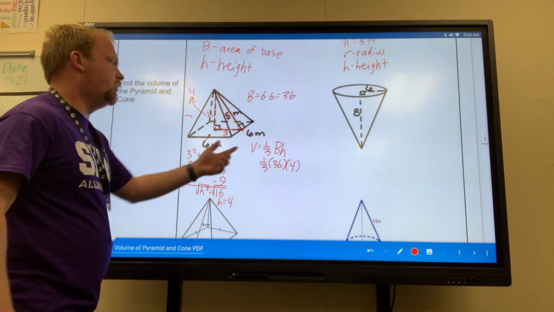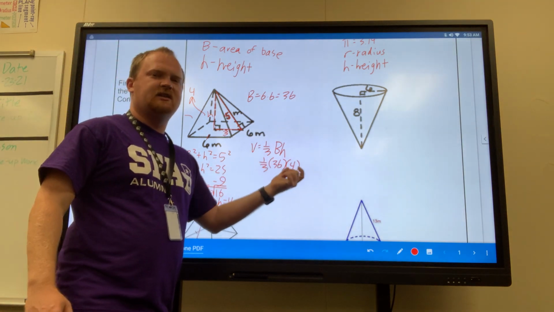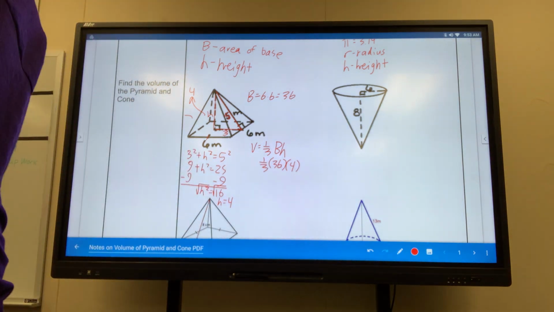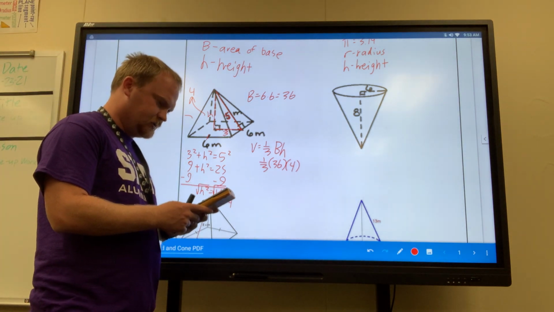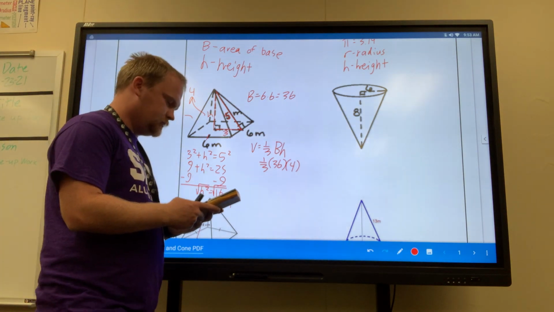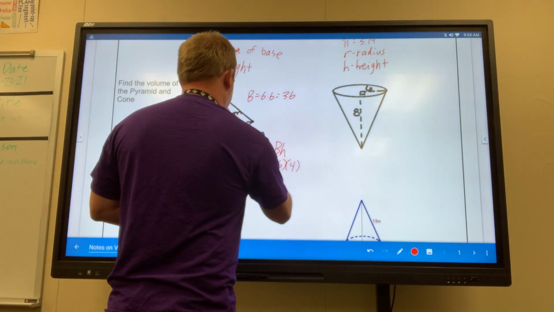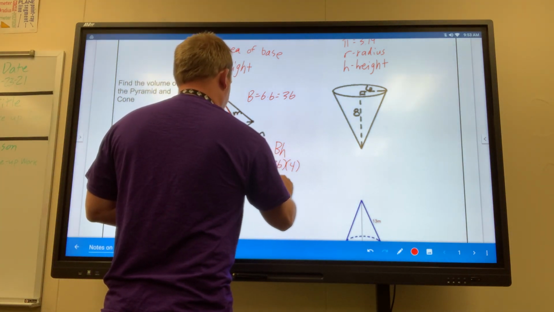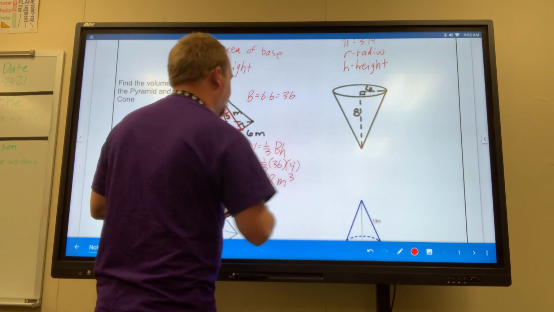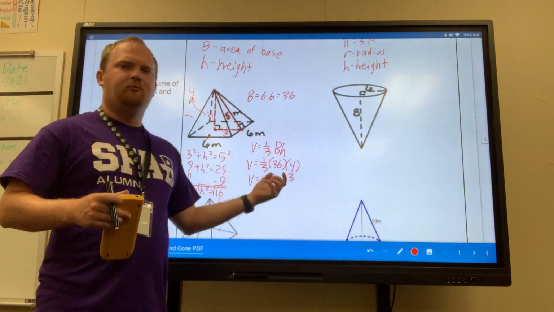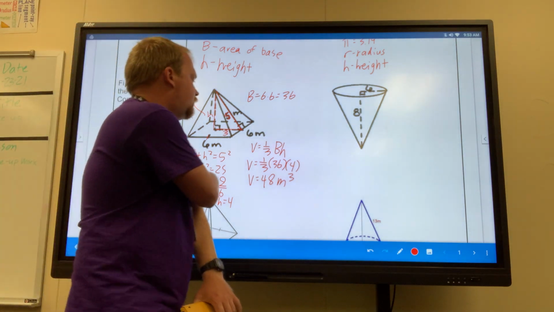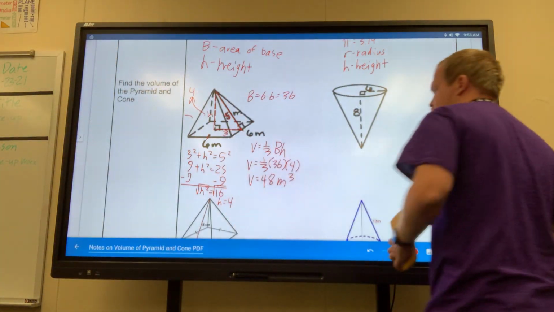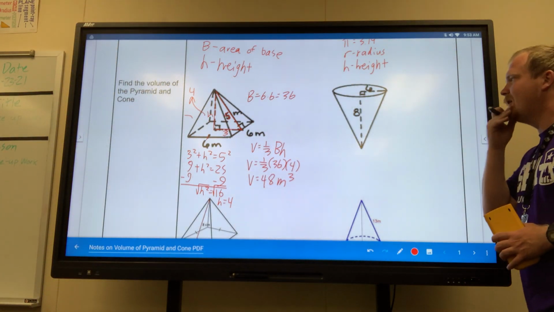So I'm doing 1/3 times 36 times 4, which gives us, if I multiply it all out, 48. And this is 48 meters cubed. And remember, it's cubed because it's volume and not area, because volume is more of a three-dimensional measurement.